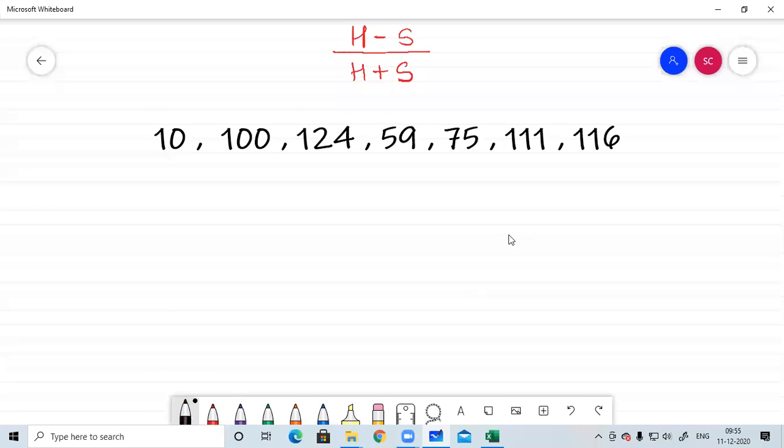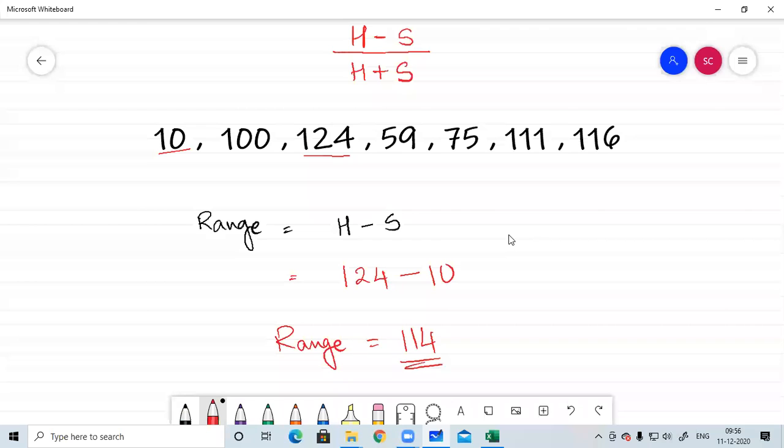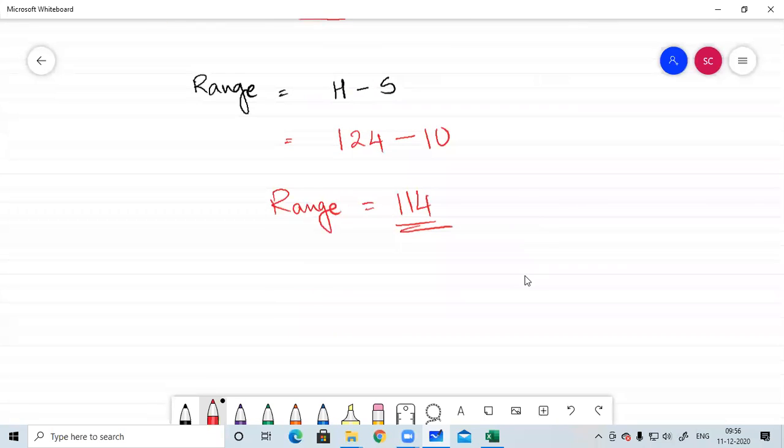So when you're finding range, what is the formula for range? Range is equal to H minus S, if you want to put it in formula terms. That is highest observation minus the lowest or smallest observation. In this entire series, what is the highest number you find here? 124. Very good. And what is the lowest? 10. That is the answer you get. 124 minus 10. So what is your range? Range is equal to 114. Now coefficient of range.